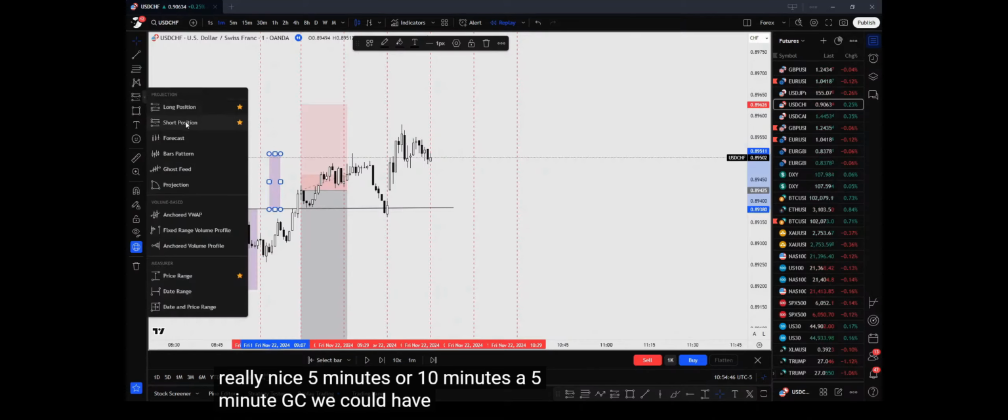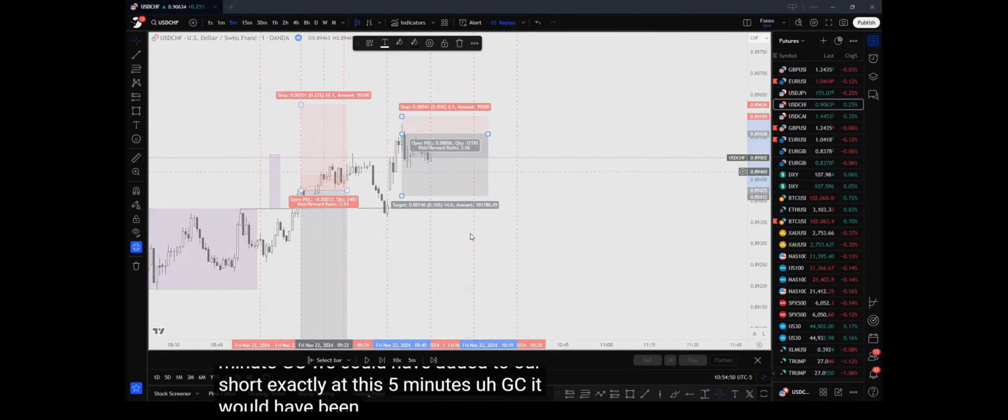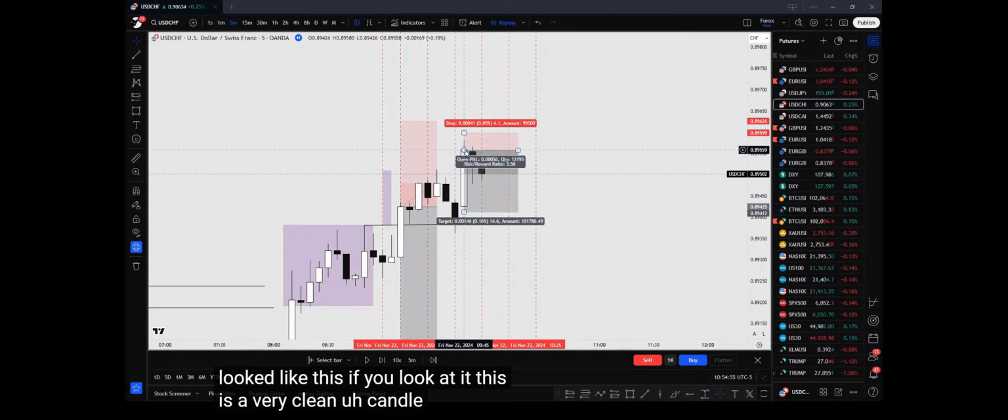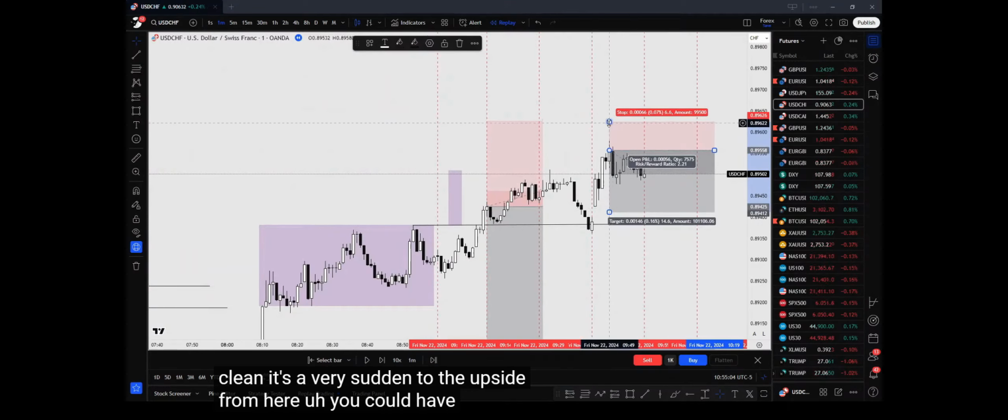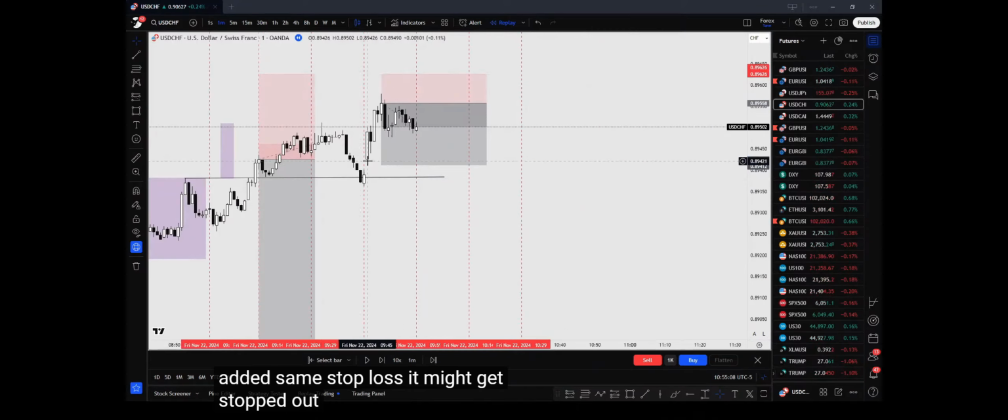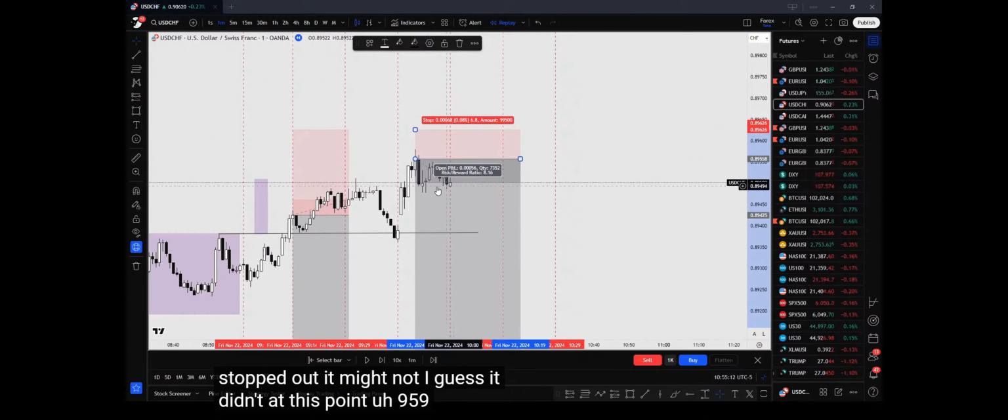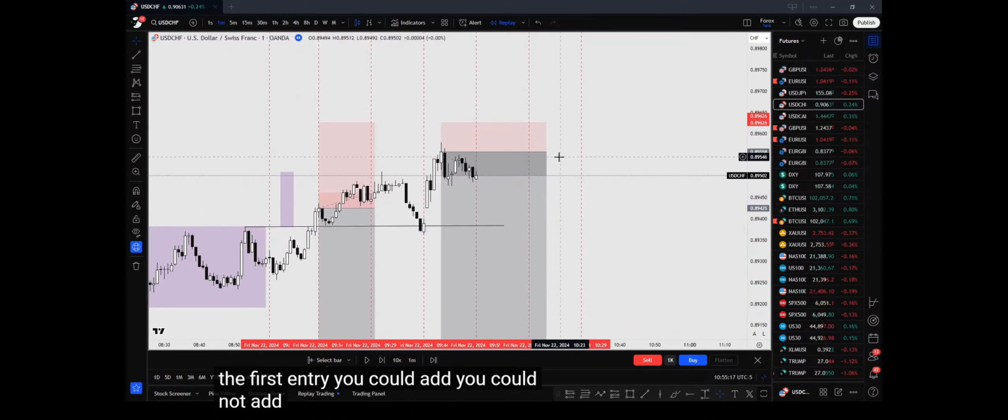That would have been a really nice 5 minutes or 10 minutes. A 5-minute GC. We could have added to our short exactly at this 5-minute GC. It would have looked like this. If you look at it, this is a very clean candle. I actually didn't notice it, but since it is very clean, it's a very sudden move to the upside from here. You could have had the same stop loss. It might get stopped out. It might not. I guess it didn't. At this point, 9.59. It's above the first entry. You could add. You could not add. It depends on your risk level.